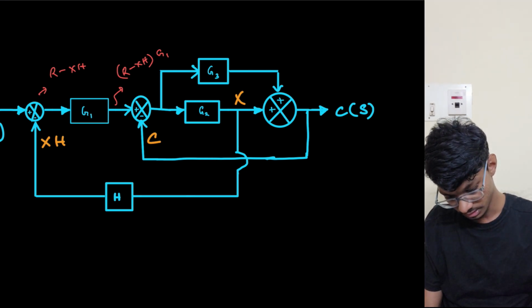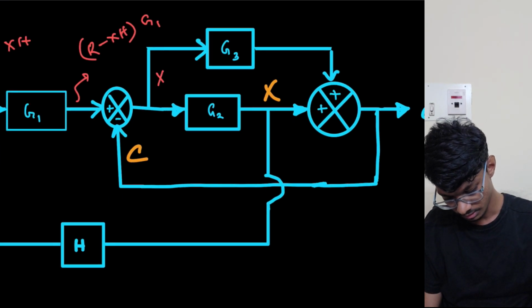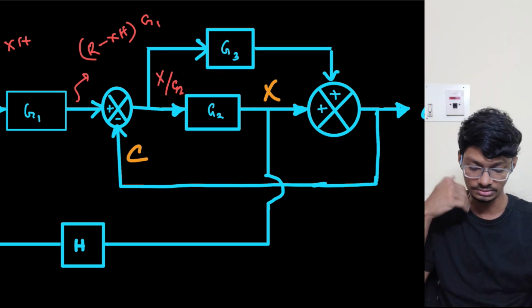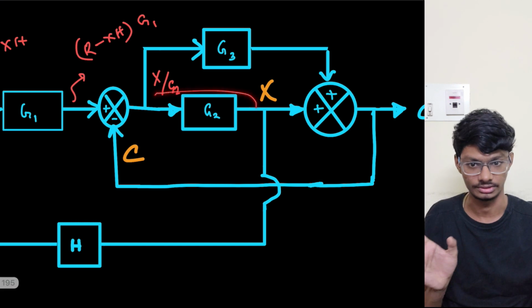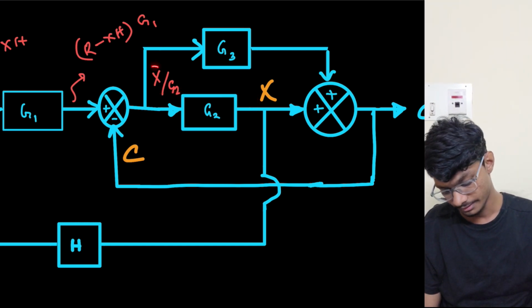So what is this point? This point is x by g2, right? Simply dividing the gain block. This is just mathematically possible, but actually we can't go into representation, which we'll learn in the SFG. So x by g2.